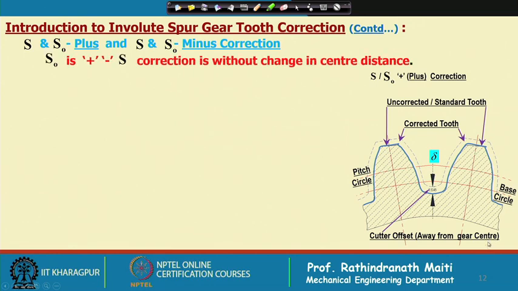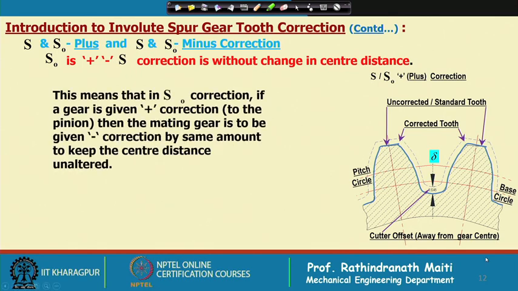Now, it is mentioned as well that there is S correction and S0 correction, S correction plus-minus and S0 correction plus-minus. S plus-minus correction means the center distance will not be the same, the center distance will be varied. With plus correction, as I told, in the case of an external gear the center distance will be more and the tooth will become thicker, and minus correction is the opposite. Whereas S0 plus-minus correction means there is no change in center distance.